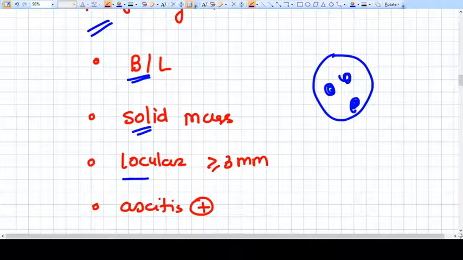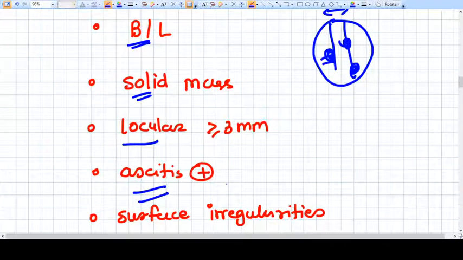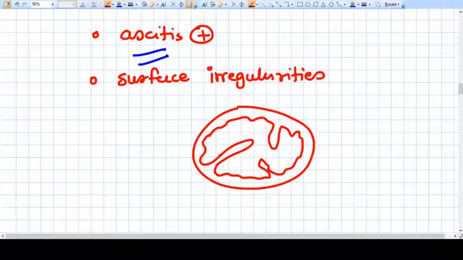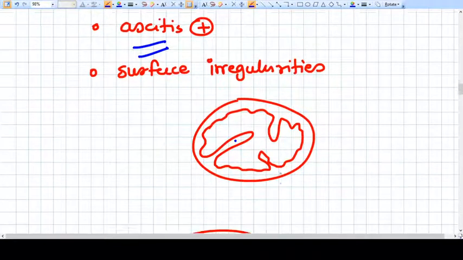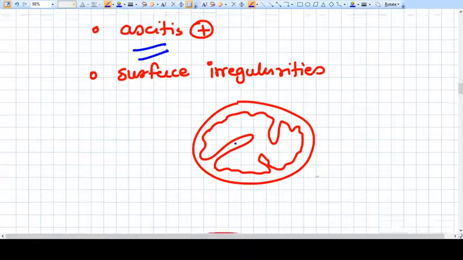Then if we find locules of more than 3 mm size, if we find ascites, if we find surface irregularity and papillary surfaces, this is the papillary surface you see here, this is the papillary surface. So this kind of features are suggestive of increased risk of malignancy.